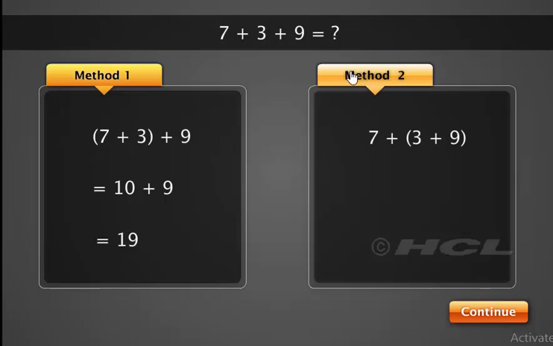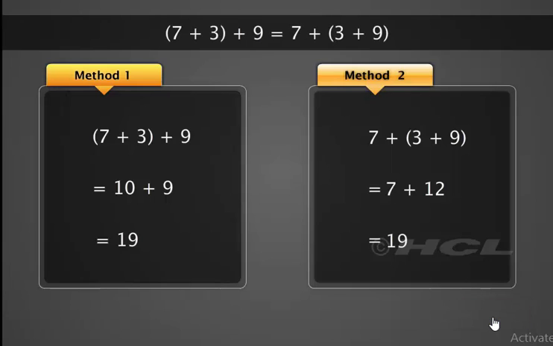Here, we group the second and third numbers to find their sum. Then, we add the first number to get the result, which is 19. Whichever way we group the numbers, we get the same result. So, the associative property of whole numbers is true for addition.